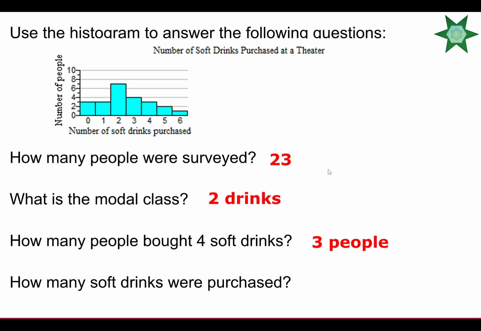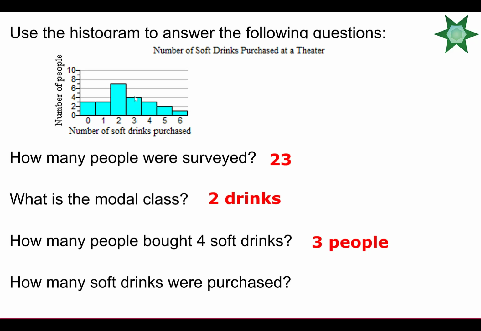How many soft drinks were purchased? Now this is a little bit more complicated to calculate. You're going to have to look at the height of each bar, how many people bought that many drinks, and multiply it by the number of drinks represented by that bar. So for instance, 0 drinks, 3 people bought 0, so that means there's no drinks there. Here we have 3 people bought 1 drink, so that's 3. Here we have 2 times 7, 14, plus 3 gives us 17.